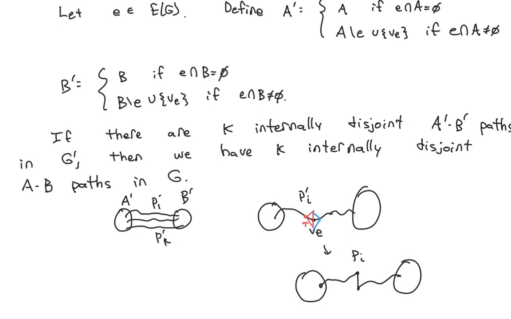Note here I drew the picture so that the contracted edge did not have an endpoint in A or B, but you could run through the cases. If one of the endpoints was in A or B, then this vertex is in A prime or B prime, and so you're replacing it with an edge that has only one endpoint in A or B. And so the argument still works. So if we have K internally disjoint paths between A prime and B prime, then we have K internally disjoint paths between A and B in our original graph.